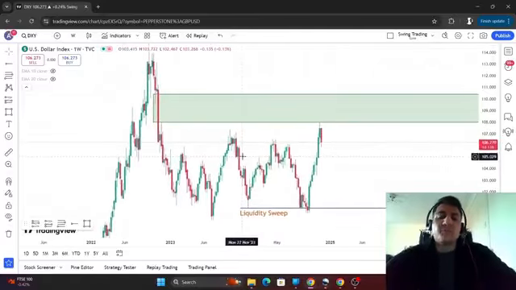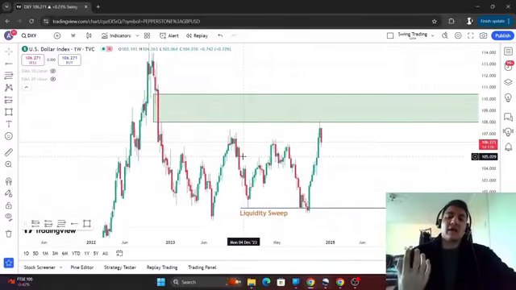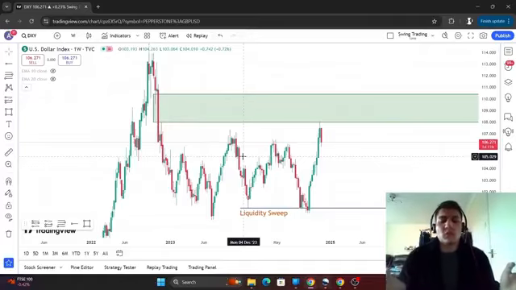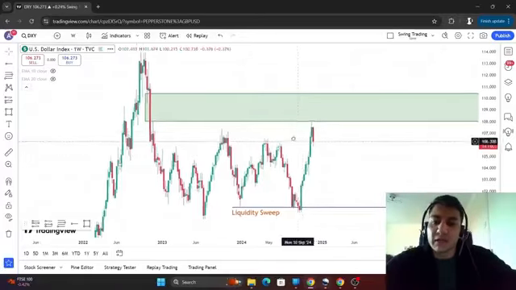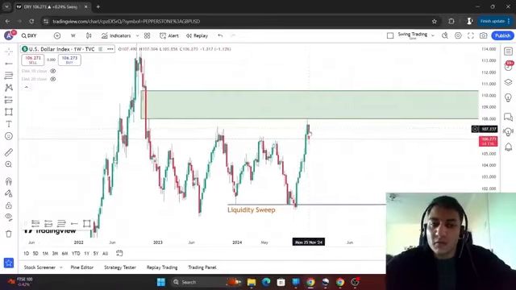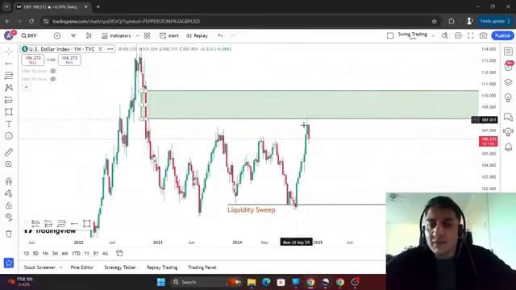Now, why do we care? A fair value gap sometimes acts as a draw on liquidity. A draw on liquidity just means a draw to price. That's all it really means. Because this is a good selling area for smart money. And remember, we're bullish. So we've come up, we've taken out liquidity here, here, and here, and we've tapped the fair value gap.